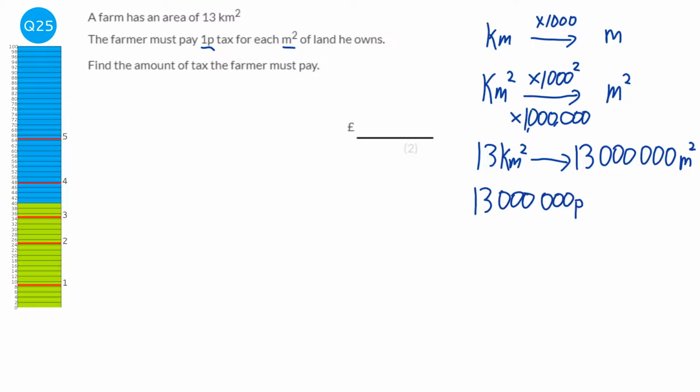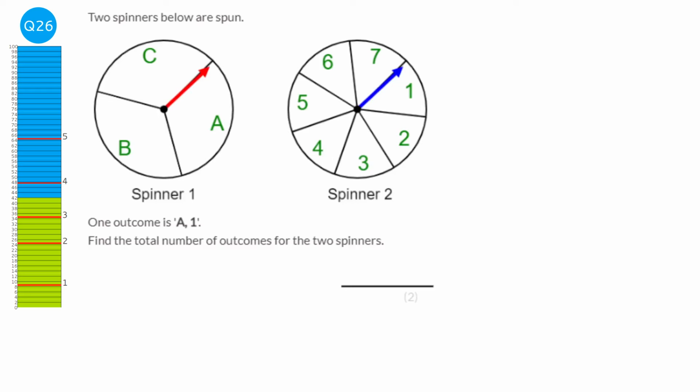But the answer is going to be in pounds, so we just need to get rid of 2 of the zeros at the end. So it's going to be 13, 1, 2, 3, 4. So it's going to be £130,000. There is quite an easy way of doing this question, but I'm going to show you the long way and then we're going to work out what the quicker way is.